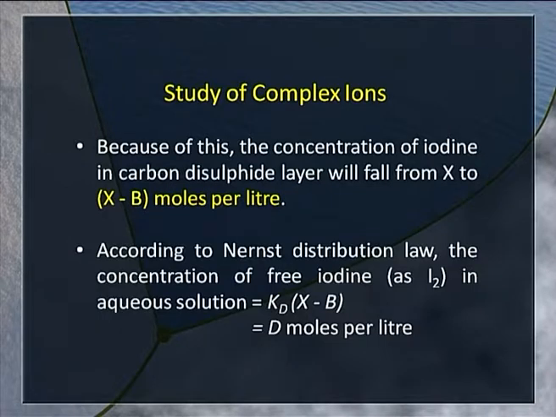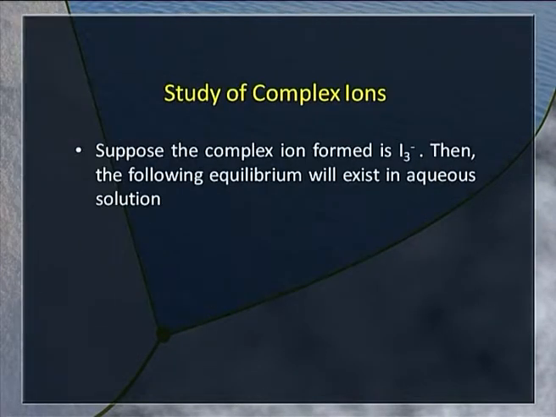moles per liter. According to Nernst distribution law, the concentration of free iodine as I2 in the aqueous solution is given by Kd into X minus B. We can take it as D moles per liter. Suppose the complex ion formed is I3 minus. Then the following equilibrium will exist in the aqueous solution: I minus plus I2 in equilibrium with I3 minus.